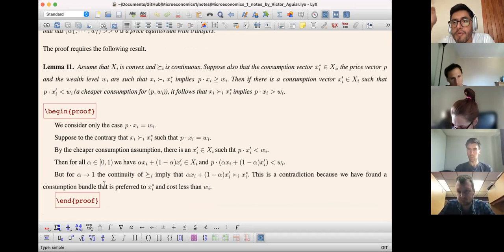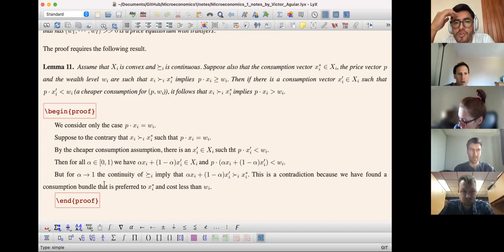So in fact, I'm going to skip the proof, but I'm going to read Lemma 11. Assume that X_i is convex and the preferences are continuous. Suppose also that the consumption vector x_i belongs to X_i, and the price vector p and the wealth level w_i are such that x_i is strictly preferred to x_i star, and then this implies that p times x_i is greater than or equal to w_i.